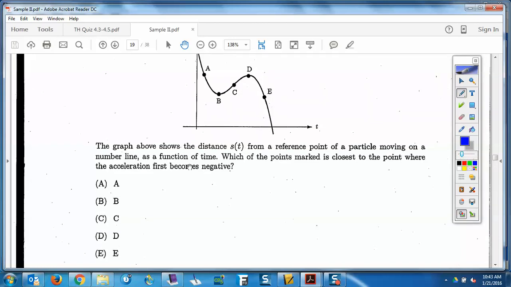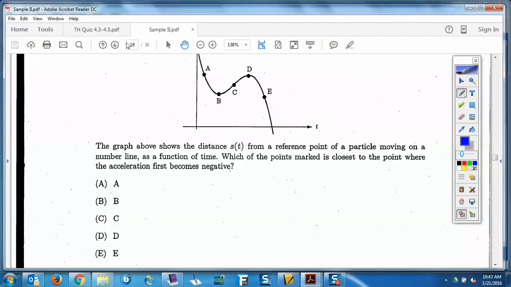The graph above shows the distance from a reference point of a particle moving on a number line as a function of time. So moving back and forth like on the x-axis. Which of the points marked is closest to the point where the acceleration first becomes negative?